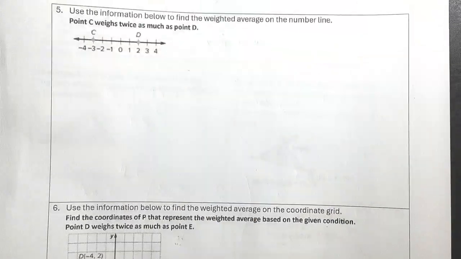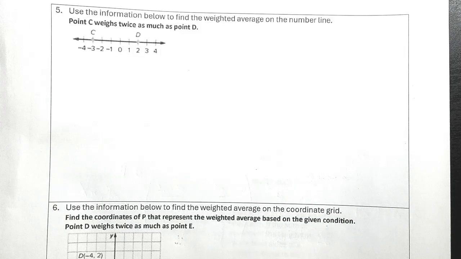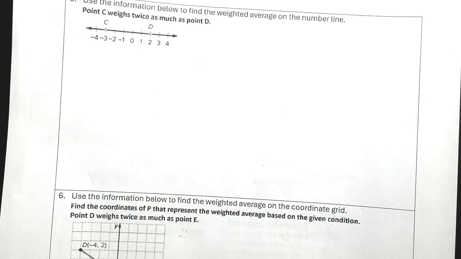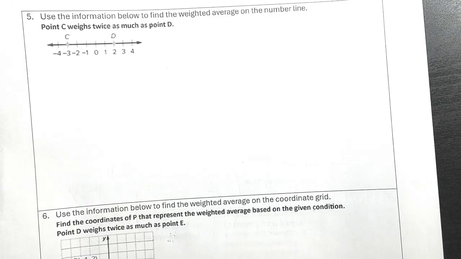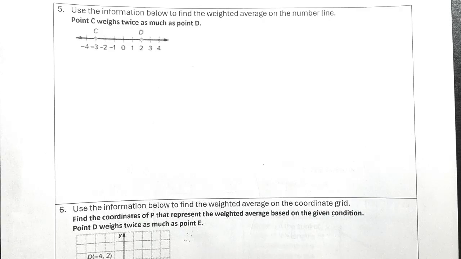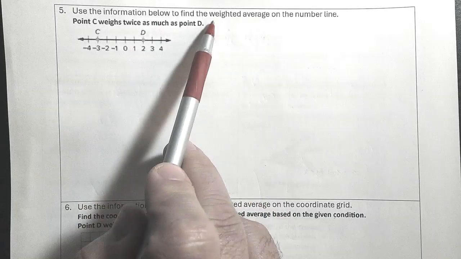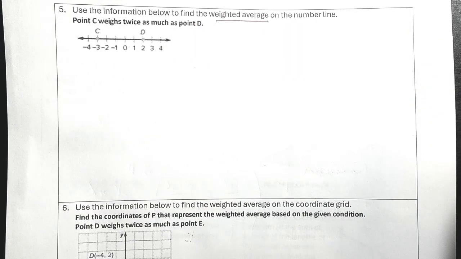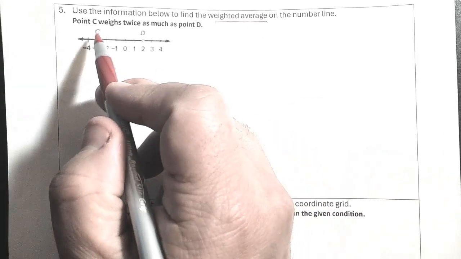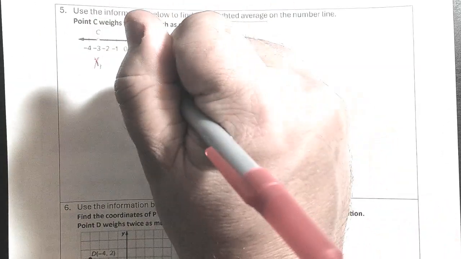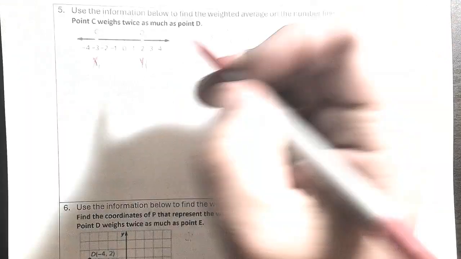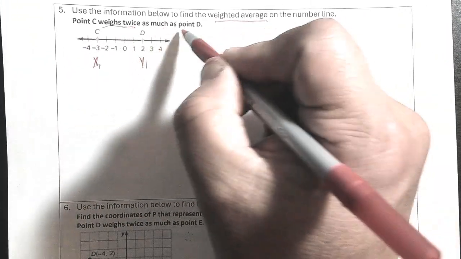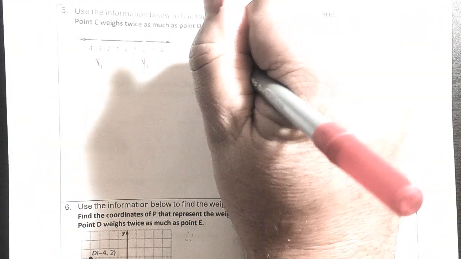Okay, flipping over. This is the back page of Station 8. So the very back page of the BootCamp packet. So let's get situated, try to finish this. Sorry, it's running a little bit longer than I intended. All right, so use the information below to find the weighted average for the number line. So on this guy, this is our x1, this is our y1, and it says that point C weighs twice as much as point D. So weight 1 is going to go for C.